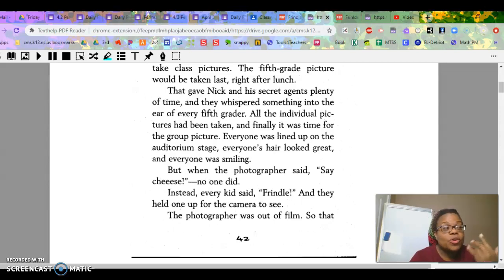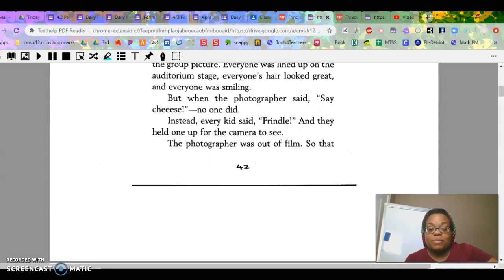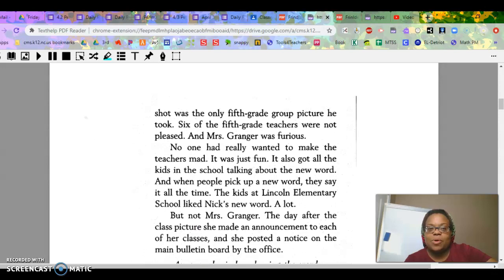So when they were going around, Nick and his secret agents whispering to all of the kids in their ears, what do you think they were telling the kids to do? Not say cheese, but to say Frindle. And they held up one for the camera to see. So the cameraman says, "Say cheese." They say Frindle. That's not what was supposed to happen. So the photographer was out of film. So that means he couldn't take any more pictures.